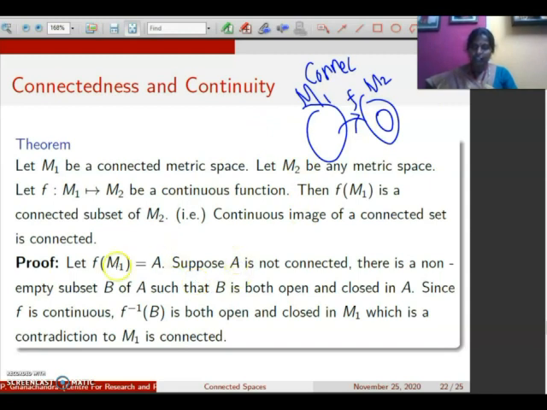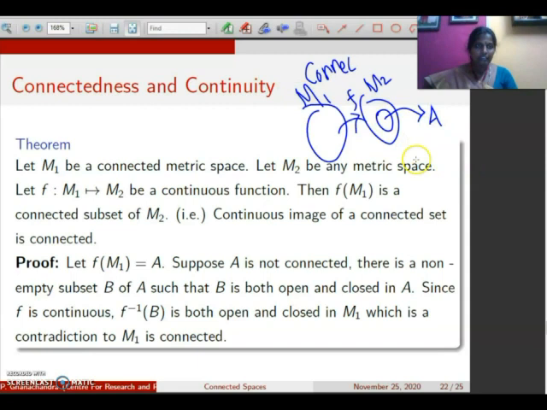Before entering into the proof, see the diagram again. M1 is a connected metric space and M2 is any other metric space, and F of M1 is a subset of M2. We are going to prove that F of M1 is connected in M2. That means a continuous image of a connected set is connected. You can take F of M1 equal to A.